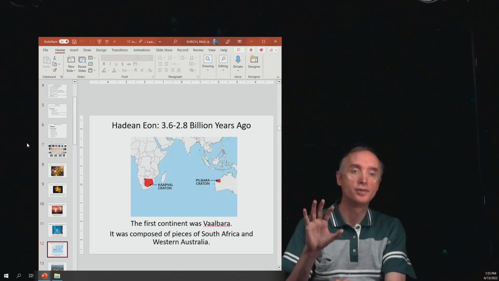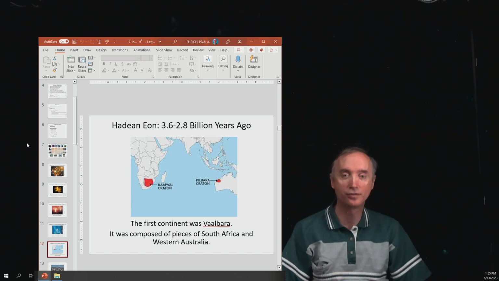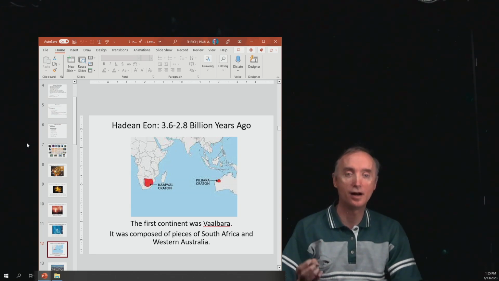Okay, now this stuff here is interesting, but you're not going to need to know it for the exam about the continents that came before Pangaea. So you should know about Rodinia and Pangaea. Those are the two supercontinents that you should know about.